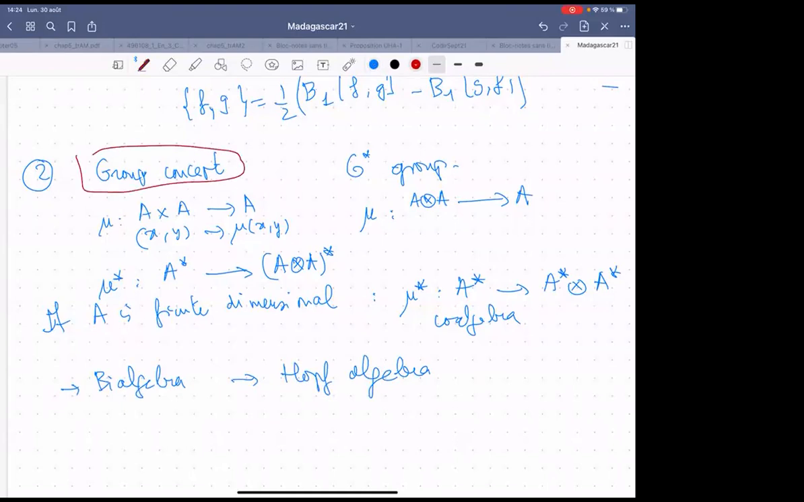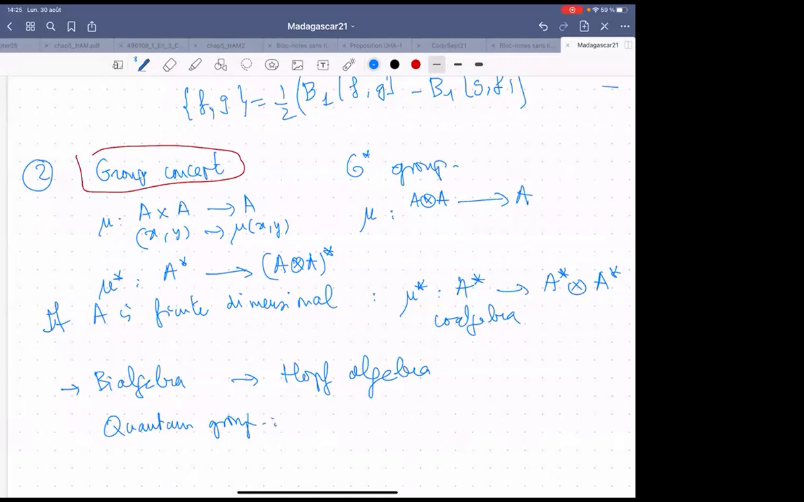Then we get something which is called a quantum group. And what is a quantum group? We can define it as just a non-commutative and non-co-commutative Hopf algebra. The examples for this are enveloping algebras, which carry a natural structure of Hopf algebra. And the idea to get quantum groups is to deform this Hopf algebra of enveloping algebra.